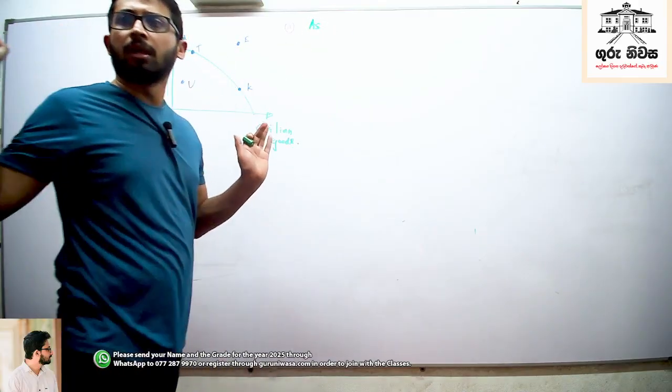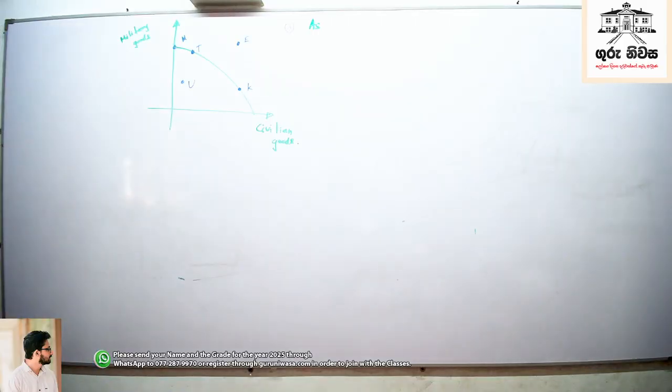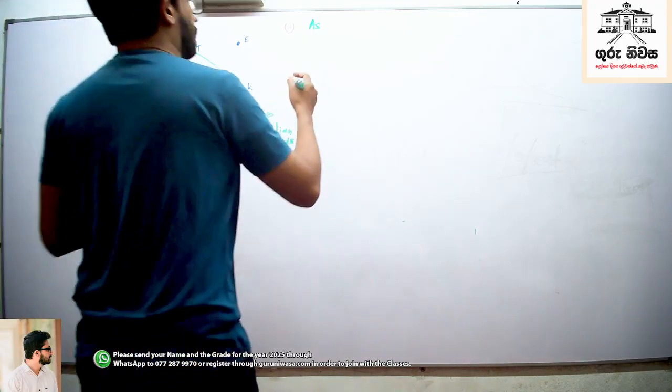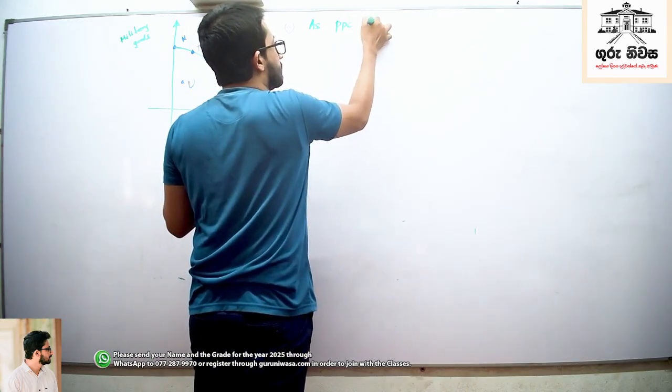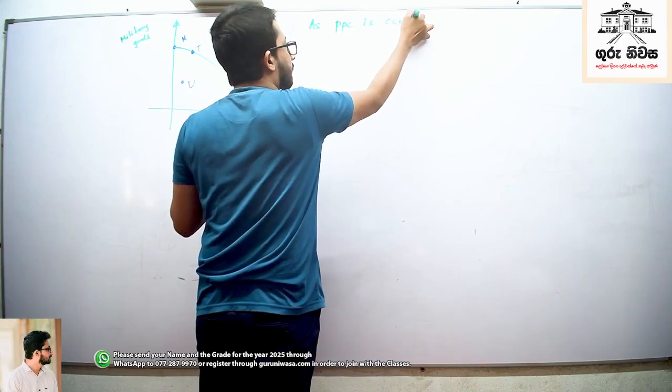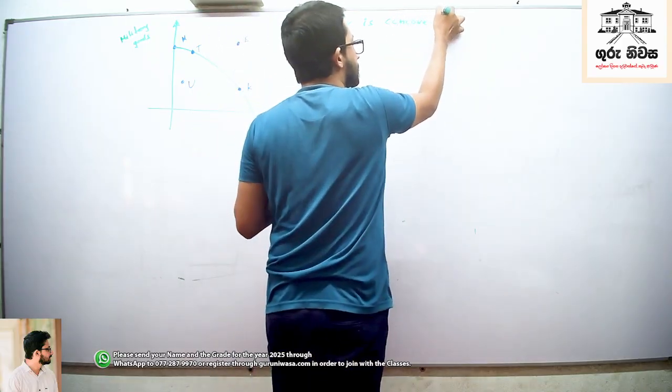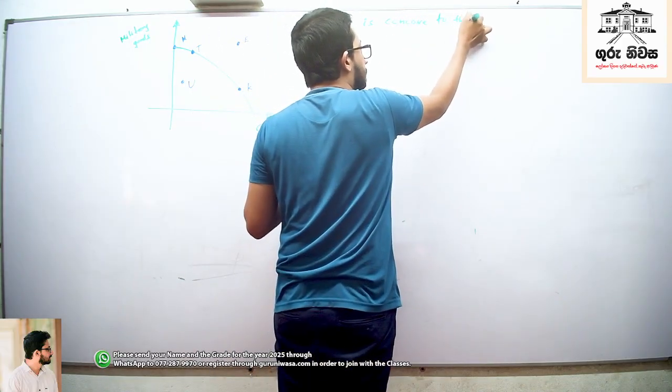As now is it clear? This green line marker. Yes, sir. Okay. As PPC is concave to origin.